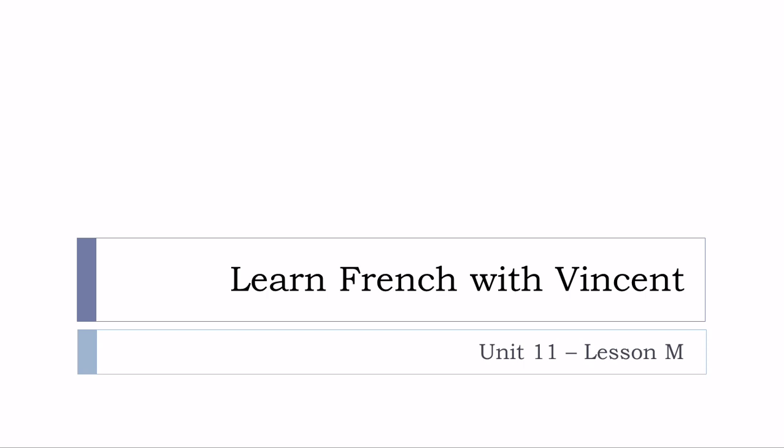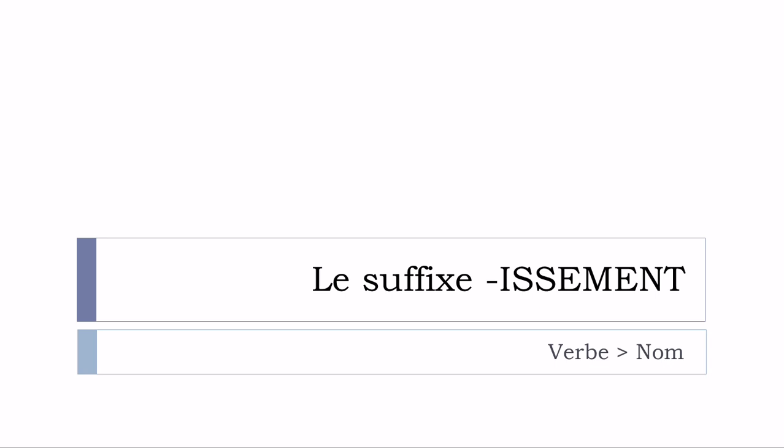Bonjour à tous and welcome to Learn French with Vincent. And this is Unité 11, Leçon M. And in this lesson, we'll end the series of three videos, I think, that we've been doing covering les suffixes, okay? And in that case, we'll see le suffixe -issement, okay? And the idea is to see how we could make nouns or substantives if we're starting from the verbs, okay?